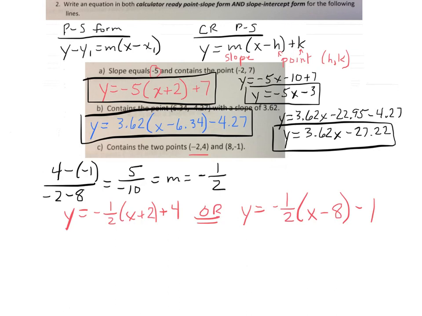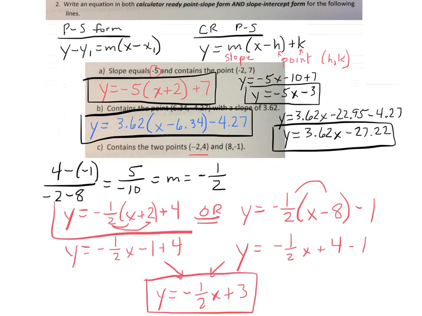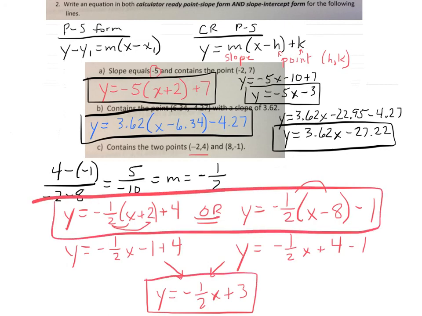So once you do that, now we can distribute here. y equals -1/2 x minus 1 plus 4. That's that distribution right there. y equals -1/2 x plus 4 minus 1. Notice those both give us y equals -1/2 x plus 3. Slope-intercept form, point slope form. Questions?